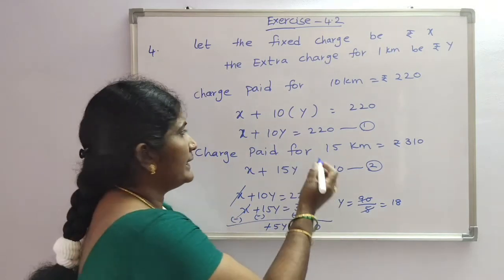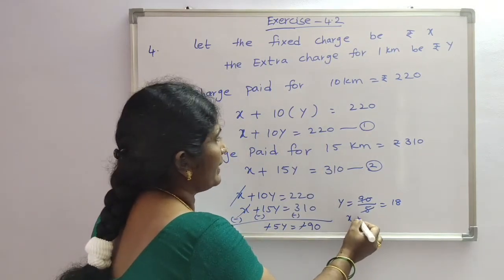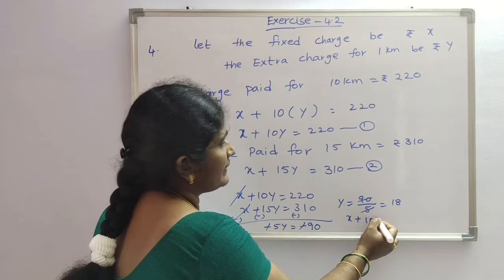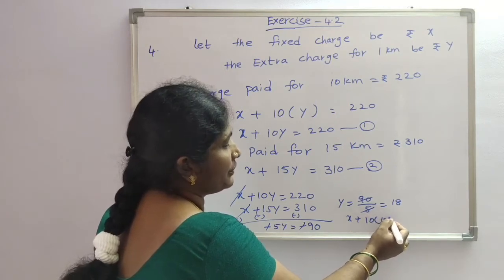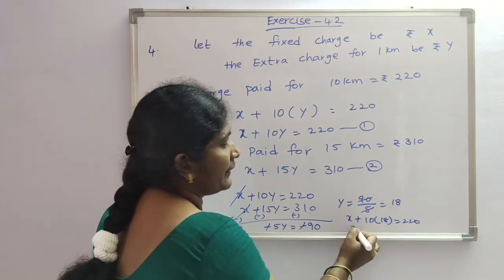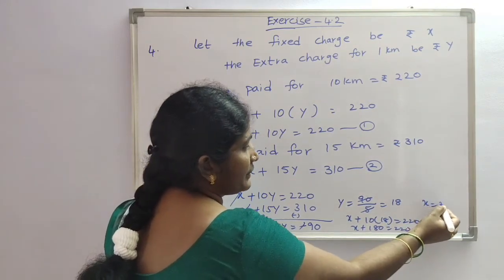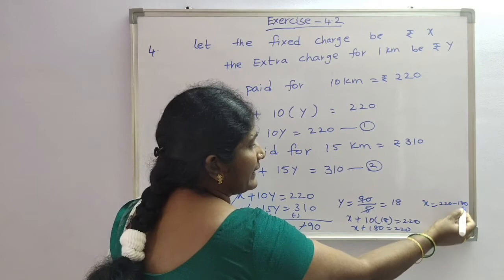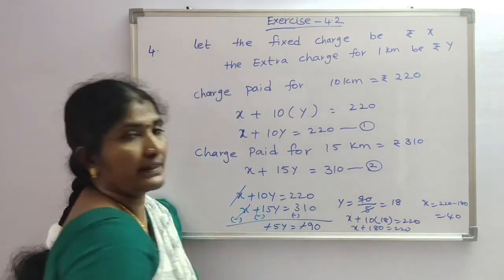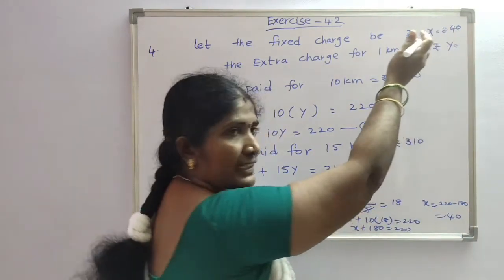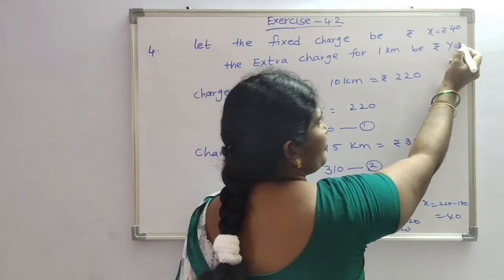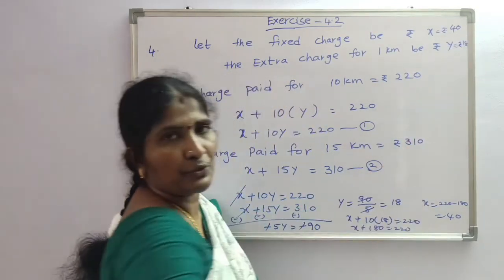Y is equal to 18. Now substitute in the first equation. X plus 10y is equal to 18. 10 into 18 is equal to 220. X plus 180 is equal to 220. X is equal to 220 minus 180, that is 40 rupees. So therefore the fixed charge is 40 rupees and the extra charge for each kilometer is 18 rupees.